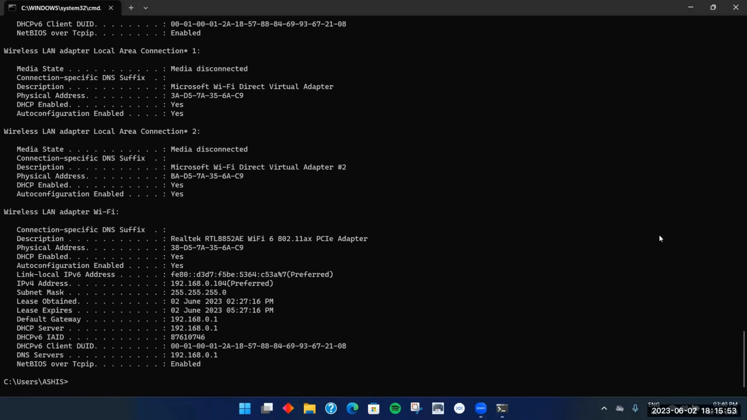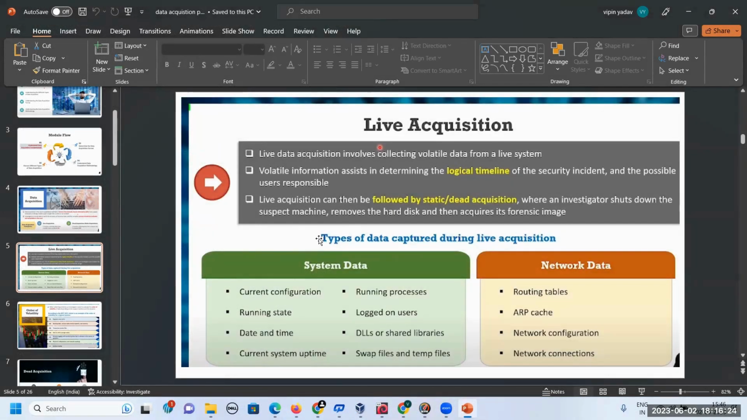So let's get back to the topic. Types of data captured during live acquisition are basically current configuration, running status, date and time, current system update, running process, logged on user. And in the second category, we see the network data, where routing tables, ARP caches, network configurations and network connections are there. These things we get from the volatile section in live acquisition.